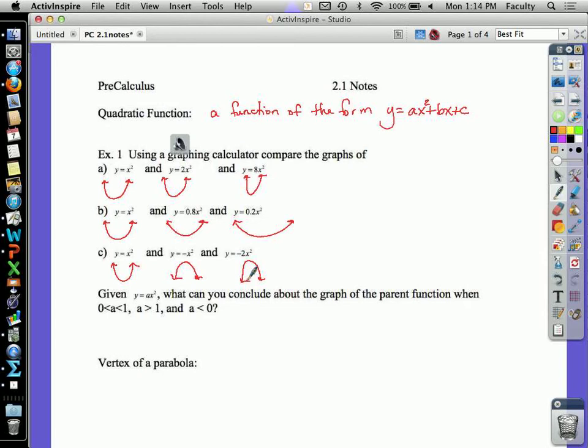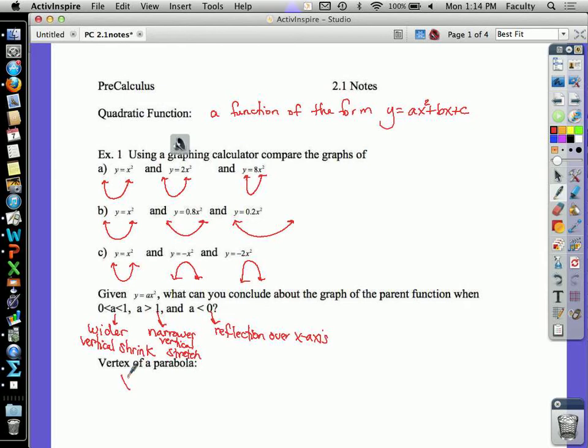So the big idea here is if a is between 0 and 1, it's wider, or a vertical shrink. When a is greater than 1, it's narrower, or a vertical stretch. When a is negative, that causes a reflection over the x-axis. Alright, so these are things we already know, but just briefly summarizing.